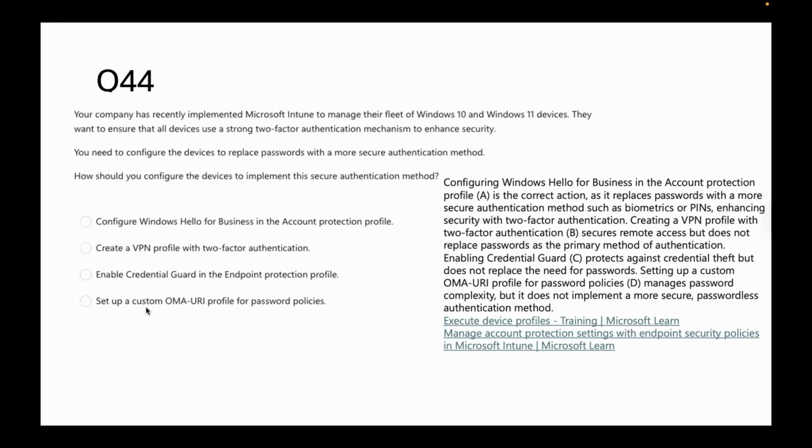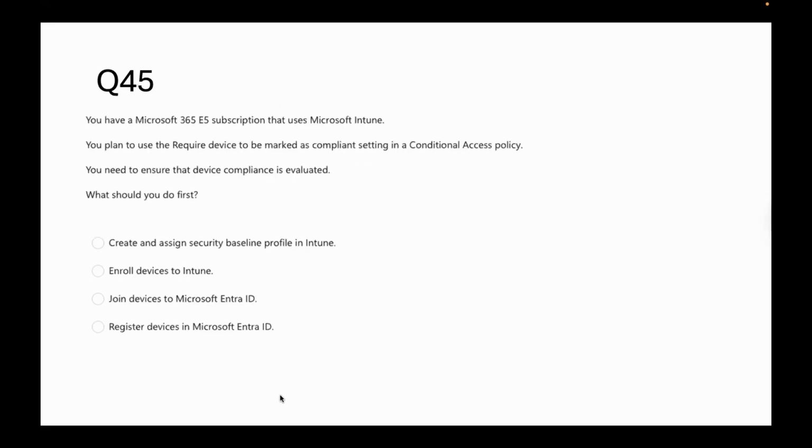And the fourth one is set up a custom OMA-URI profile for the password policy. No, because this OMA-URI is the policy address, right? That manages the password complexity, not the authentication requirements. So the right answer is going to be Windows Hello for Business in the account protection profile.